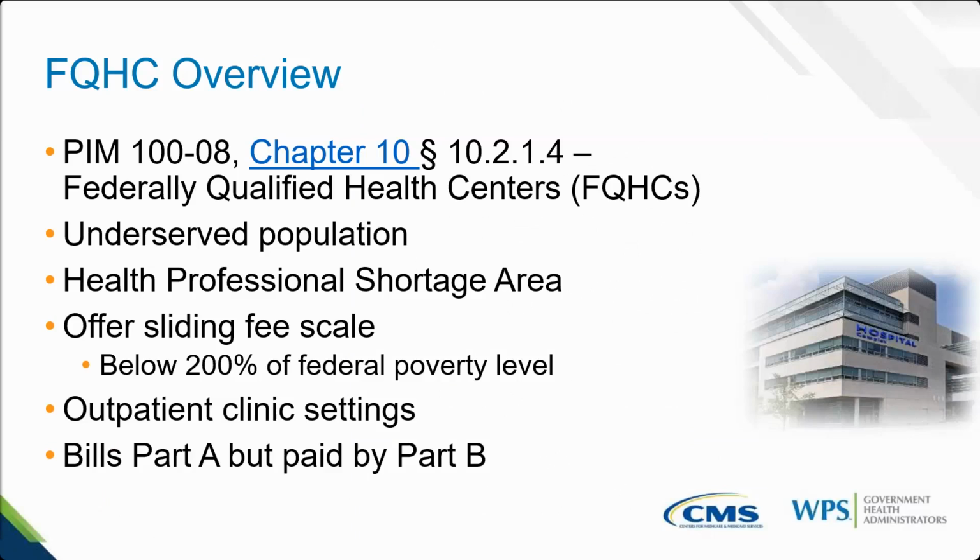So typically an FQHC is going to be providing services to an underserved population. Now, this doesn't necessarily mean rural. An underserved population could also be in an urban area. You're going to find them in health professional shortage areas. And some of the questions that we see on the enrollment side is, how do I know if I'm in one of those areas? So there's a link that Ellen's going to provide to you in just a few minutes, but I wanted to pull it up here. I want to show you where you can find that information.